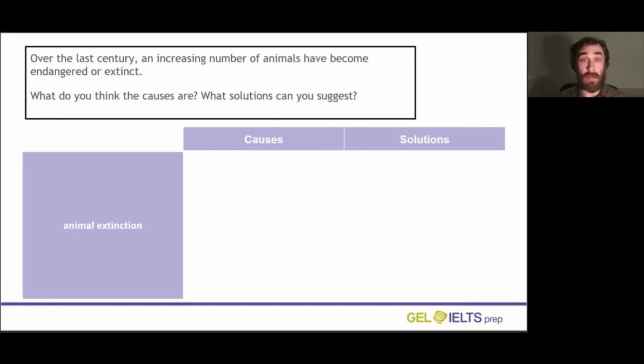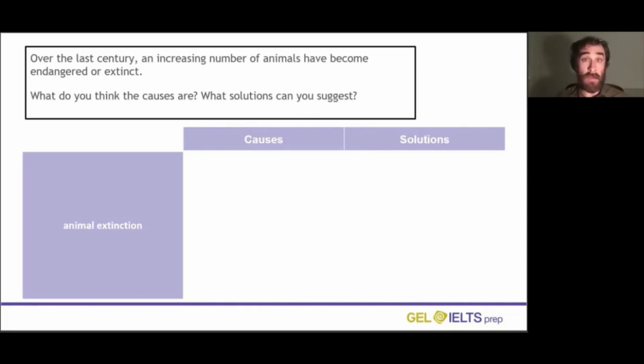Now I'd like you to think about how we could brainstorm ideas for this question. Let's just remind ourselves of the question. Over the last century, an increasing number of animals have become endangered or extinct. What do you think the causes are, and what solutions can you suggest? So this is the animal question, asking about why animals become endangered or extinct and what can we do about it. So this is different to the previous question because we're not talking about effects, we're talking about causes. This makes it a little bit easier to link causes to solutions. The solutions should directly address those causes.